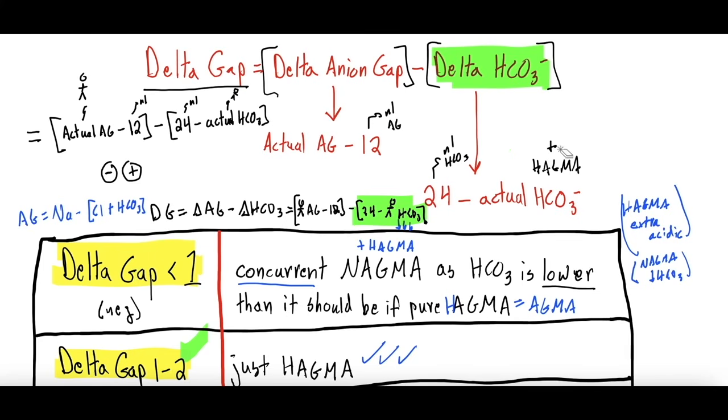Whereas if the delta gap is too high, right, that suggests that this part of the equation, right, you have too much bicarbonate, you get more bicarbonate in a metabolic alkalosis, and thus you have a combined high anion gap metabolic acidosis plus a metabolic alkalosis. So it's all about this part of the equation and just how the bicarbonate level changes this part of the equation and thus changes the delta gap.